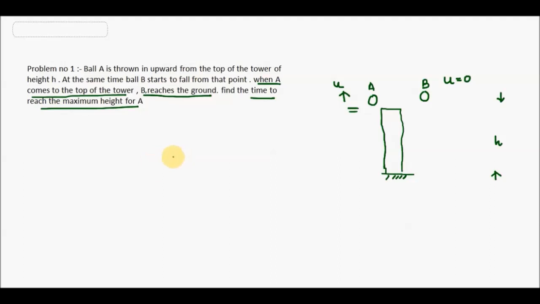Before solving the question, let me tell you the sign conventions that I'll be using. This question is a problem of free fall. In free fall, acceleration is always equal to the acceleration due to gravity, and the sign conventions are that if an object is moving upwards, acceleration will be negative g, and if the object is moving downwards, the acceleration will be taken as positive g. So let's move and solve the question.